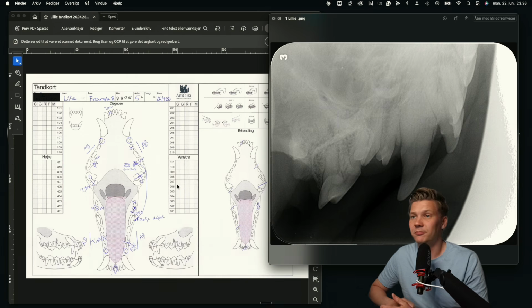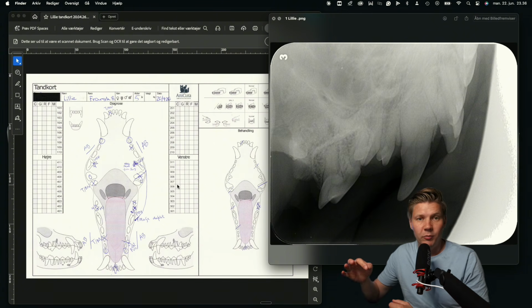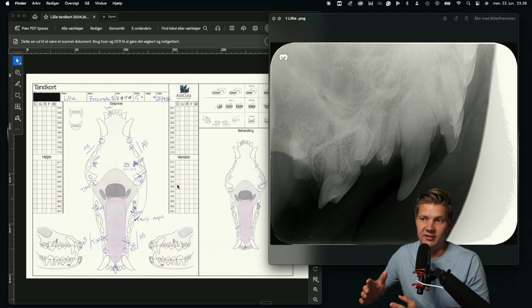I print those out and I keep it next to me while I examine the patient. I just write it with a ball pen, then I scan it into my journaling system on the computer, and that's it. You can also keep a digital version on an iPad or write on that, so whatever works for you.